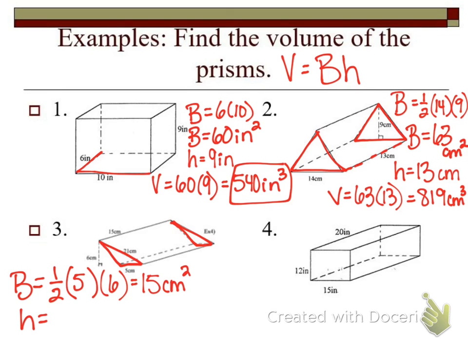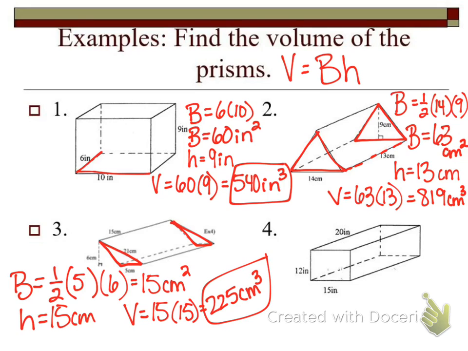So the distance between my bases. What is it? 15 centimeters. So to calculate the volume, we take capital B times H. 15 times 15, what do we get? 225. My units are centimeters cubed. Questions on 3?